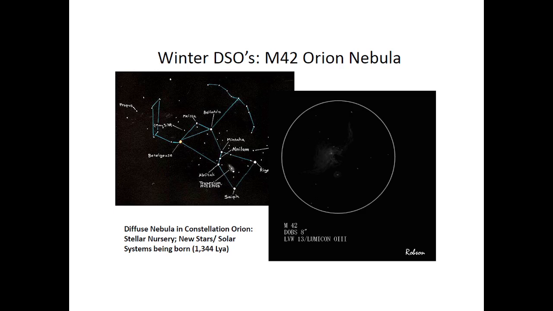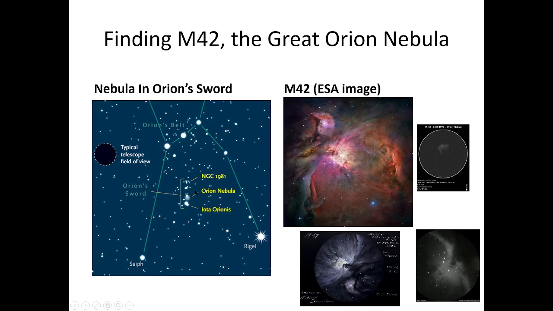The Orion Nebula is, again, the most famous deep sky object of winter, perhaps one of the brightest, definitely the brightest nebula. It's 1,300 light years away. So if you look at Orion's belt over here, and you go straight on down, that's the sword. Right in the middle of the sword is M42, the Orion Nebula.